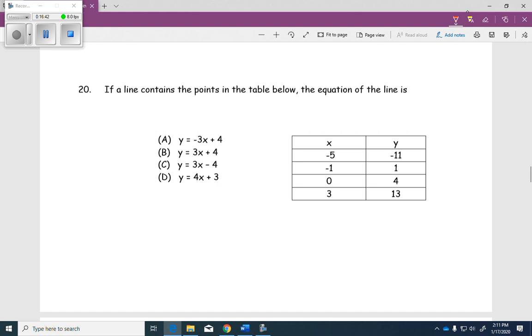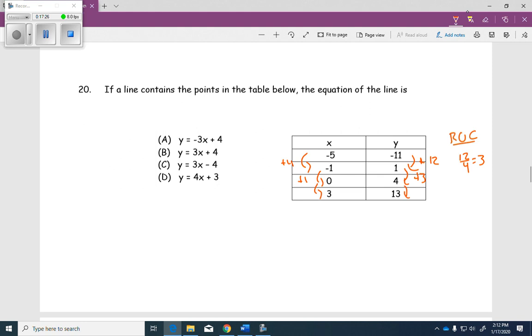And number 20, if a line contains the points in the table below, the equation of the line is. So I could do what we used to do, this change in y over change in x, and find the slope. So the first thing goes up by 12, and then up by 4. So the rate of change would be 12 over 4, which is 3. And it actually is 3 the whole way through. This goes up 3 and up 1, so that's a 3 over 1.